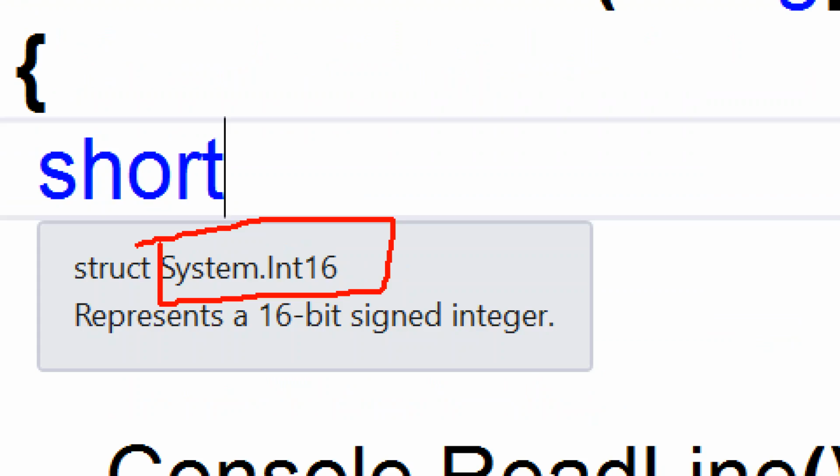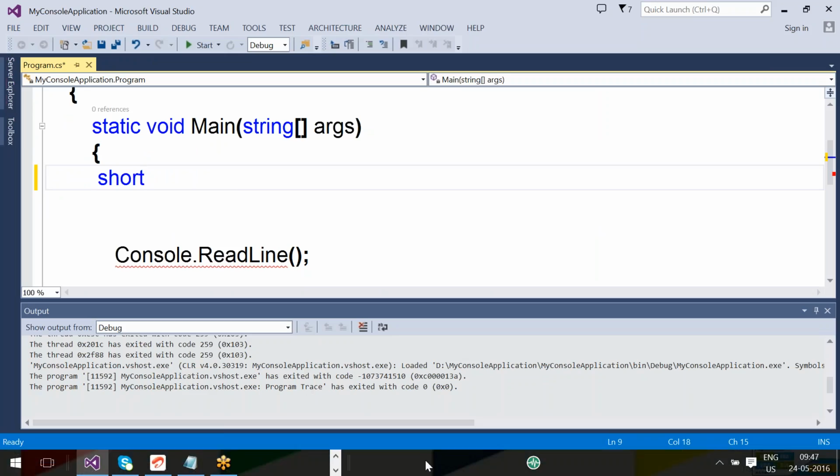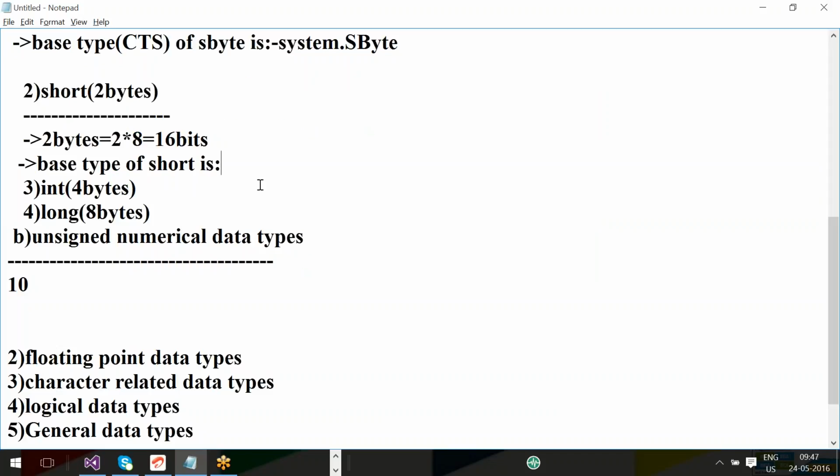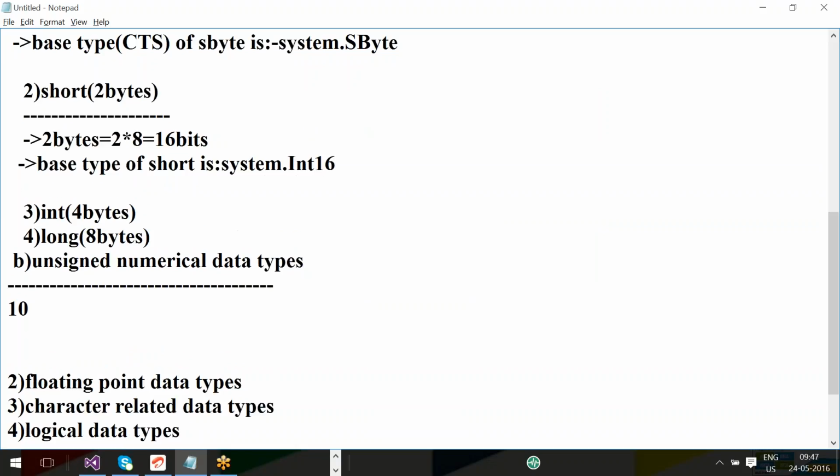Why have they given Int? Because short is a numerical data type. Why 16? Because short's predefined size is 2 bytes, which means 16 bits. That's why they have given the name like that. Finally, we can say the base type of short is System.Int16.